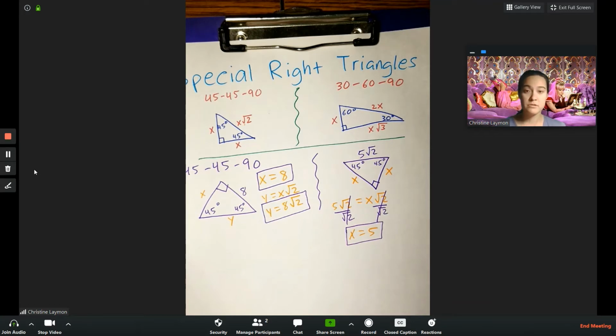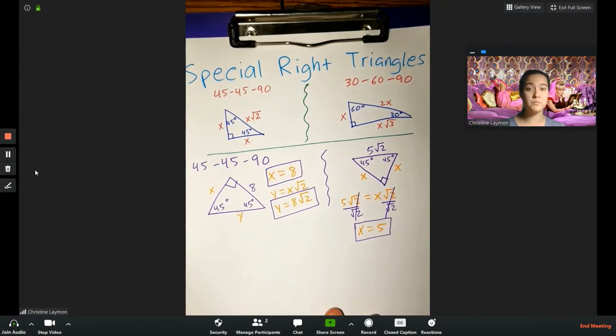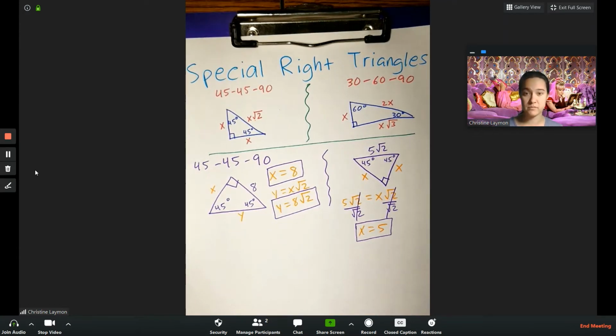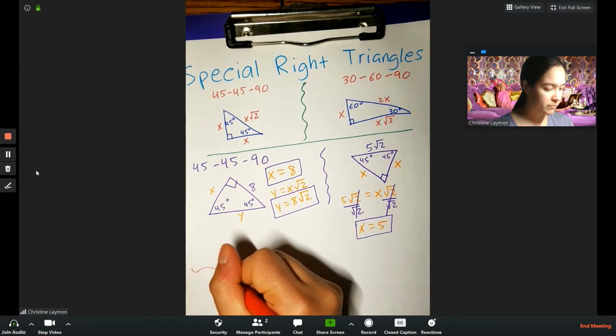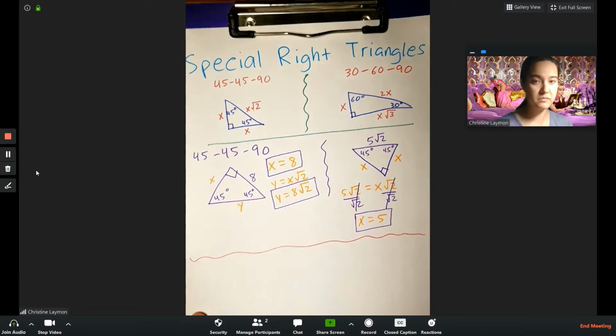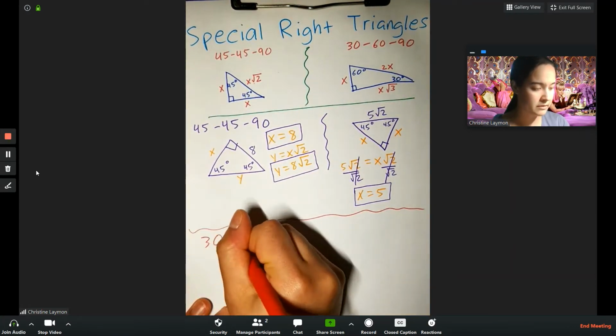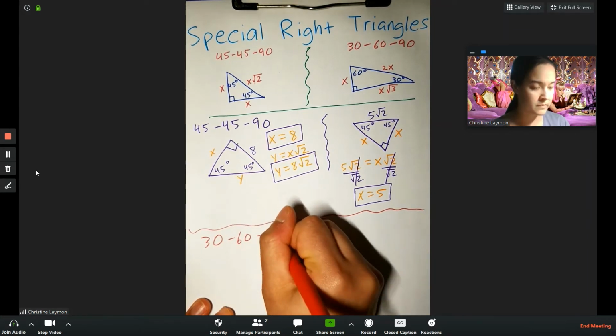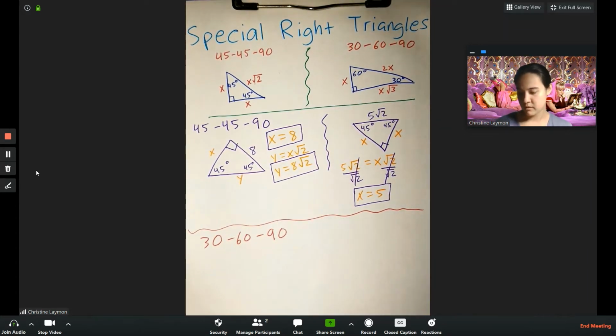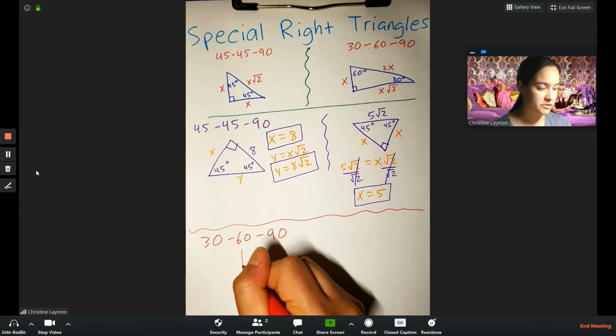Okay, so here are two examples of 45, 45, 90. Okay, let me go ahead and put down one for 30, 60, 90. Go ahead and switch up my colors here. Let's separate this and slide this up. Okay, so we're now putting down 30, 60, 90. Okay, let's go ahead and take a look at this one right here.